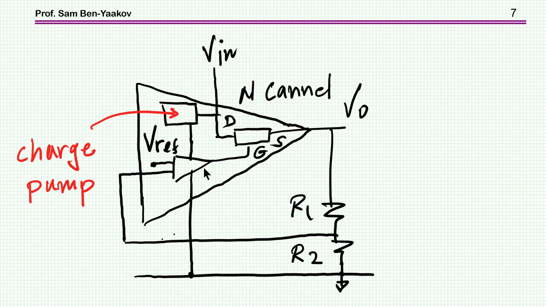Another way to go would be to put a charge pump that will be fed from the input and generate a voltage which is higher than the input in order to drive the gate. Both of these approaches are actually used in commercial products.